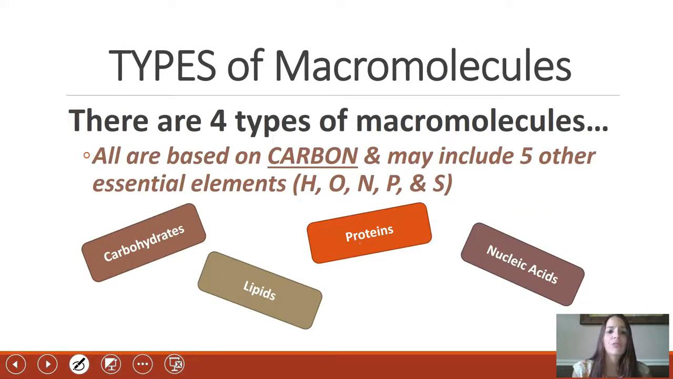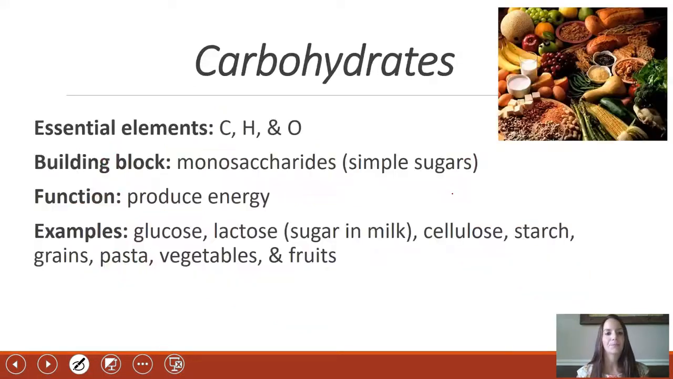Like I mentioned, we're going to talk about macromolecules in a little more detail. There are four types of macromolecules, and all of them are based on the element carbon. They may include any combination of these other five essential elements: hydrogen, oxygen, nitrogen, phosphorus, and sulfur. The four we're going to talk about, in this order, are carbohydrates, lipids, proteins, and nucleic acids.